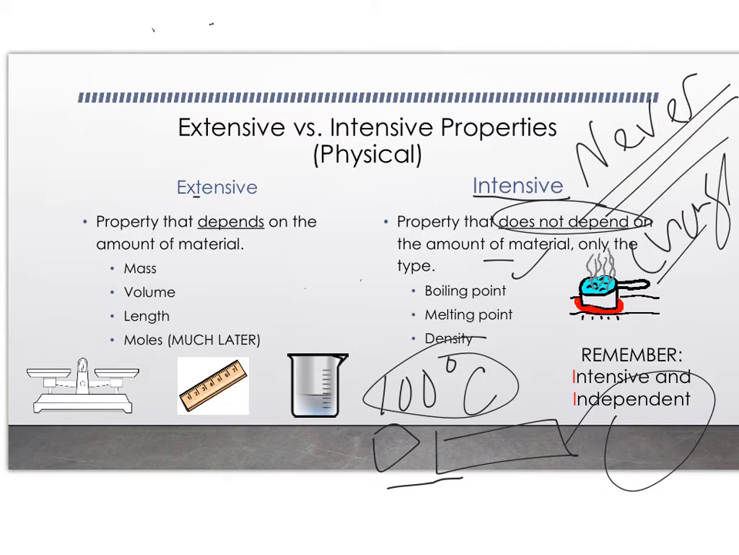So again, extensive properties depend on how much is present. If you change the amount of material in front of you, you change that property. Intensive does not depend on the amount of material. So all you have to do is remember, I for an I. Intensive is independent of how much is there.